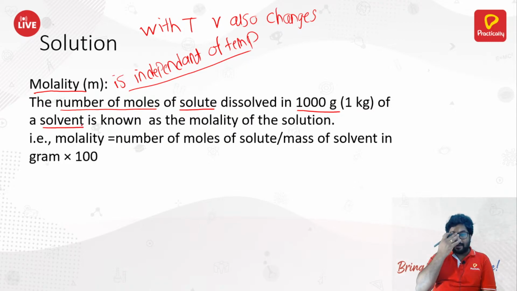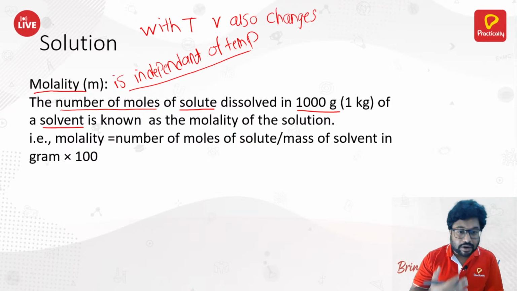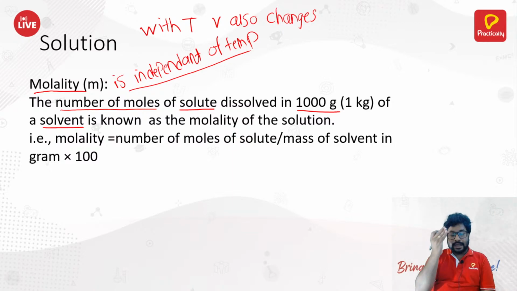In the previous case, if you remember, it is the amount of moles of solute dissolved in a volume of solution in liter. This time it is not solution. It is around 1000 gram or 1 kg of solvent. This is known as molality of the solution. In other words, molality is equal to number of moles of solute divided by mass of solvent in grams into 1000, because you are taking it into kg.